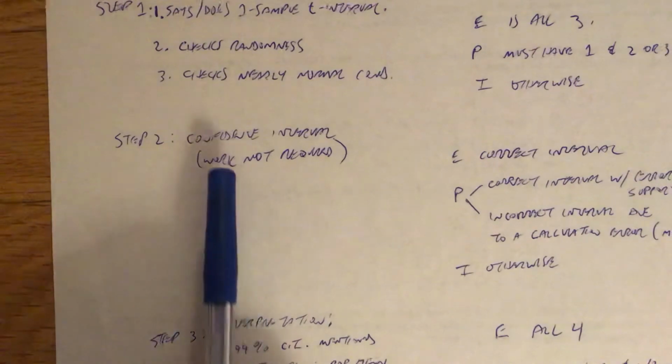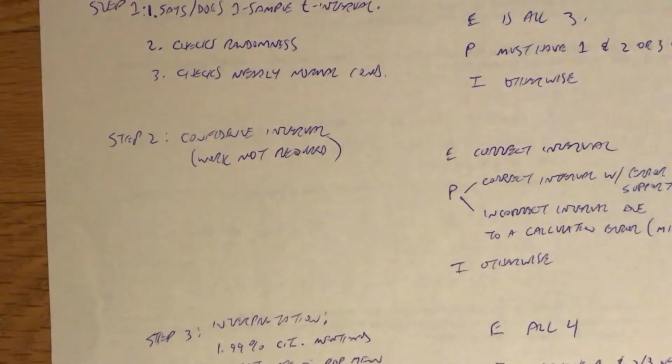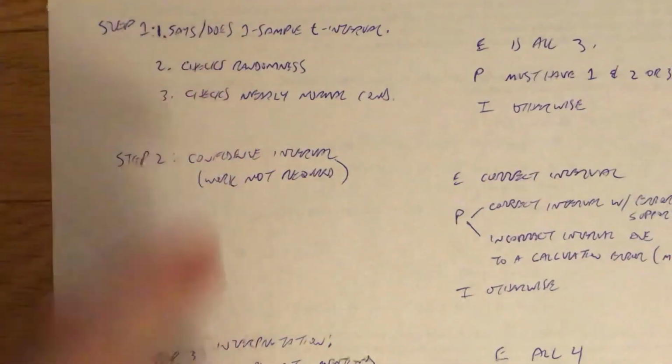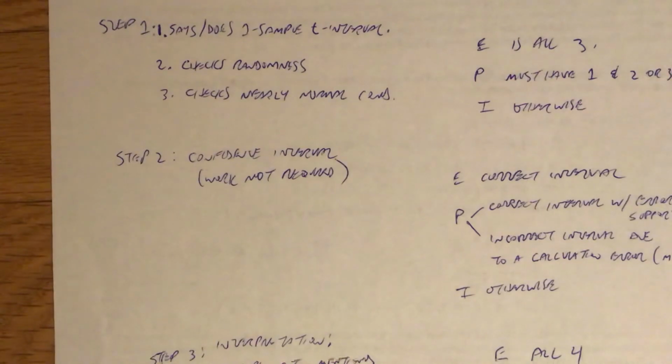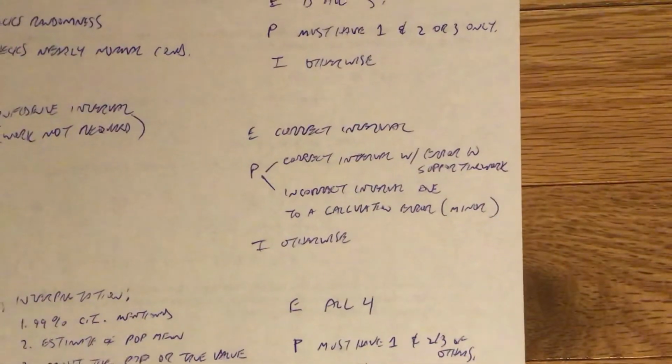They do say the work is not required in this case because you could just go to the calculator and create the interval. So they allow that so long as you showed and stated what you were going to do. If you show the work, fine. So E is the correct interval.